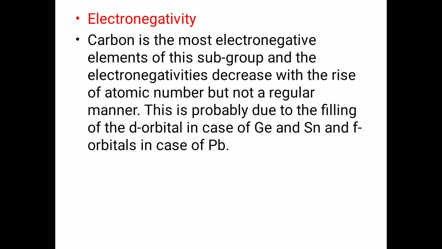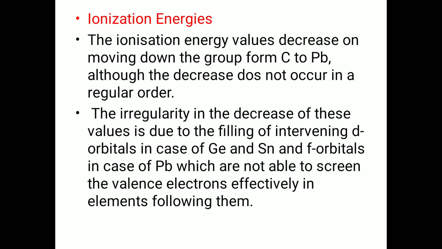Electronegativity. Carbon is the most electronegative element of this subgroup and the electronegativity decreases with the rise of atomic number, but not in a regular manner. This is probably due to the filling of the d orbital in the case of germanium and tin and the f orbital in the case of lead.